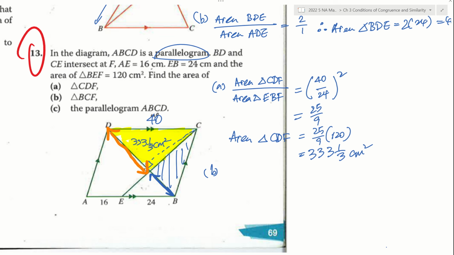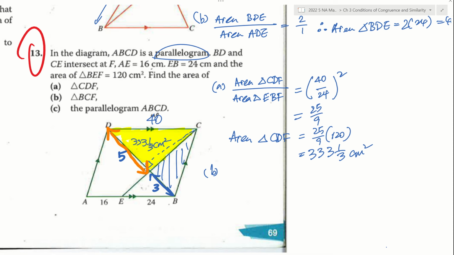Do I know any ratio of the big triangle on top to the small triangle at the bottom? Yes, 40 and 24. So in simplest terms, 40 divided by 24, how much is that? We got 5 to 3. In other words, I've got 5 units over here and 3 units over here. The ratio of the bases is 5 to 3.